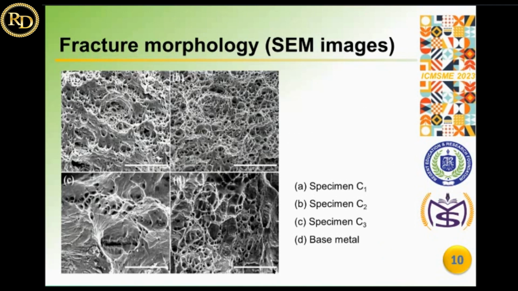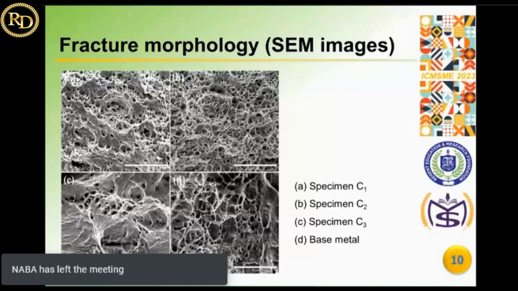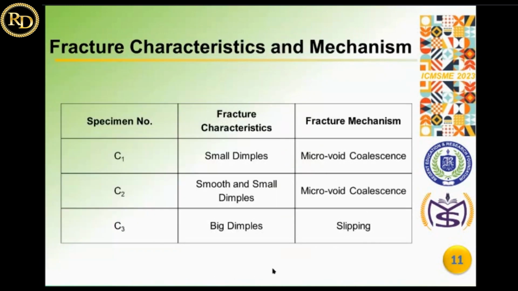So these are the fractural morphology. From the figure, it is clear that the mode of fracture is ductile. The dimples are present in all fracture surfaces. So this table represents the fracture characteristics and mechanism. For 1 degree and 2 degree tool tilt angle, small dimples are present in the fracture surface and the fracture mechanism is microvoid coalescence. And for 3 degree tool angle, big dimples are present in the fracture surface and the fracture mechanism is slipping.